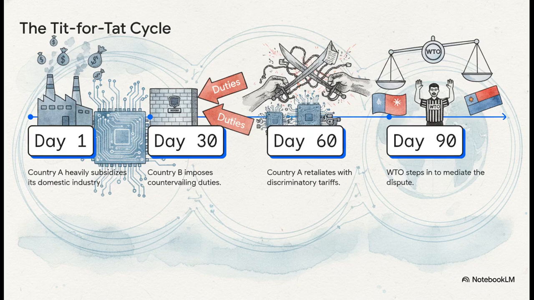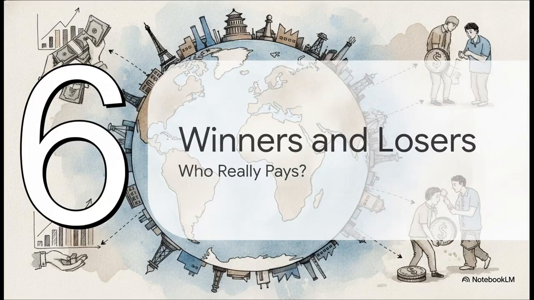Boom! Suddenly you have a full-blown trade war that's raising prices for everyone and shredding global value chains. It's right at this boiling point that the WTO's dispute settlement mechanism, the referee, has to frantically step in and try to de-escalate things before the entire board flips. Chapter 6. Winners and Losers.